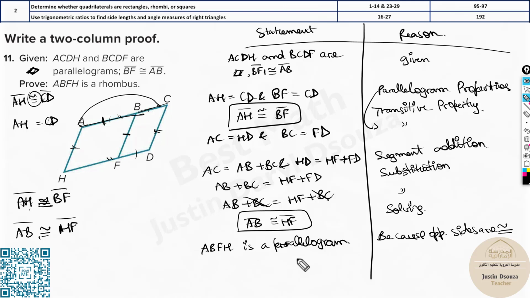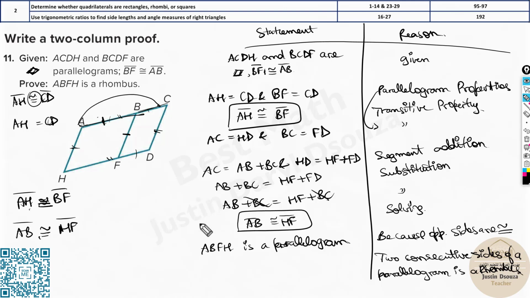Now if this is the case, then we know there is a rule: when two consecutive sides AB and BF are equal, right? When two consecutive sides, you should write two. Don't write any numbers. When you're writing in words, you just write everything with words. So here, two consecutive sides of a parallelogram makes a rhombus. Parallelogram is a rhombus. Okay, that is proven.